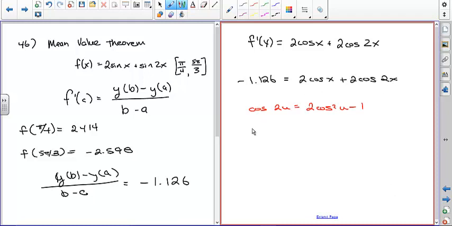So if we plug that in here, you'll have negative 1.126 is equal to 2 cosine of x plus 2 times 2 cosine squared of x minus 1. So I'm replacing cosine of 2x with 2 cosine squared of x minus 1. What I want you to do now is multiply that out and put it in the form of something times the cosine squared plus something times the cosine plus or minus something. We want to get it into a quadratic form. Okay, thank you.